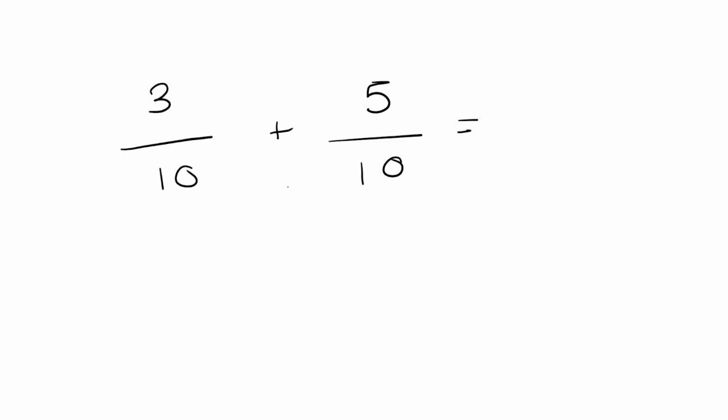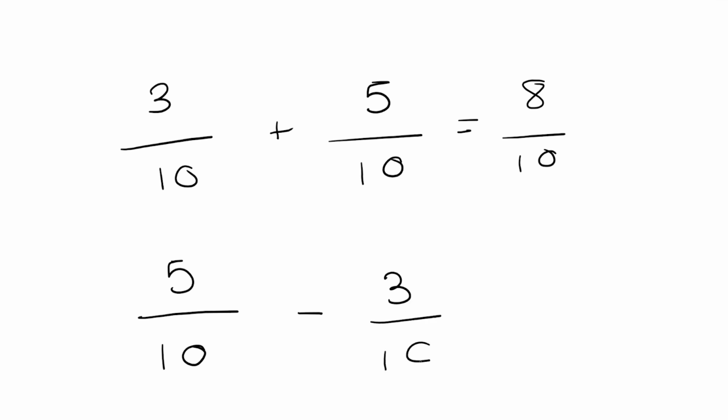Now, we can add and subtract fractions if they have the same denominator. For example, if we have 3/10 plus 5/10, we can just add up the numerators and keep the denominator the same. So this will just give us 8/10. Now, the same thing goes for subtraction. If we have 5/10 minus 3/10, we would just subtract the numerators, which will give us 2/10.